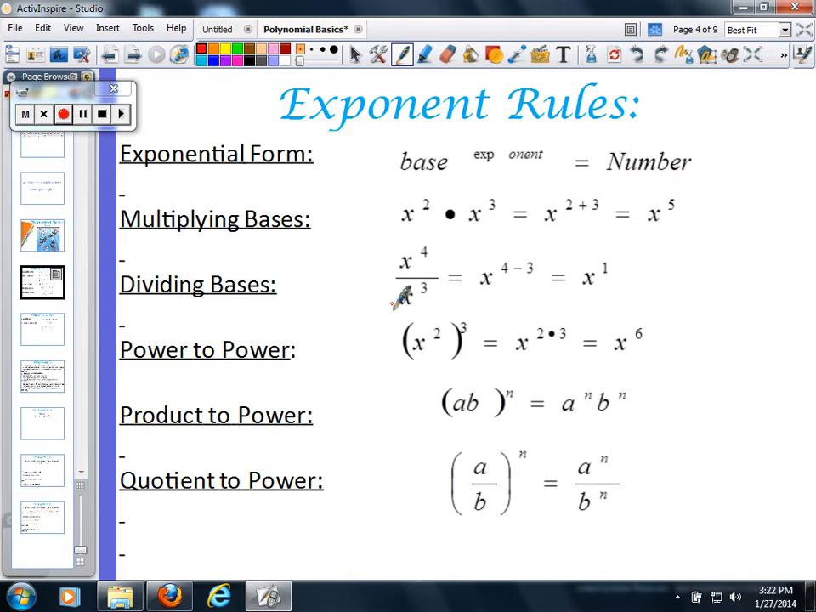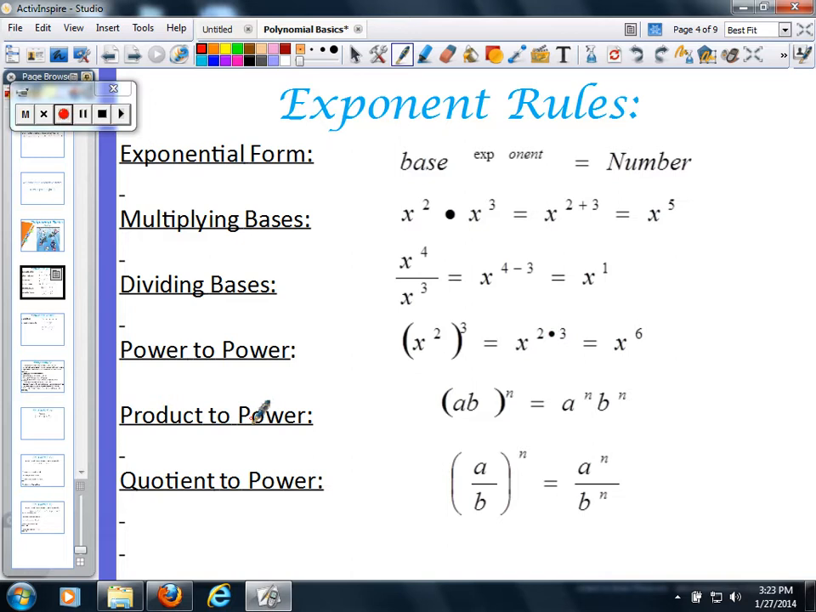You have dividing bases. You have x to the 4th divided by x to the 3rd. Since the x's are the same, you actually subtract the exponents. That gives you x to the 4 minus 3, which gives you x to the 1st. You have power to power, which means when you have a base and an exponent and you raise that to another exponent, you're going to multiply the exponents, which gives you x to the 6th.